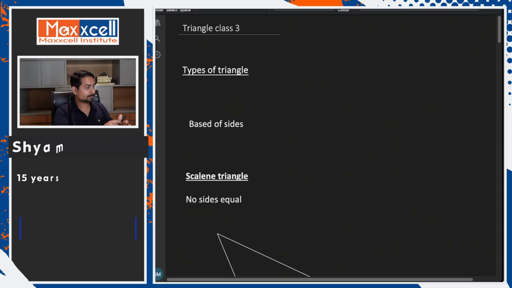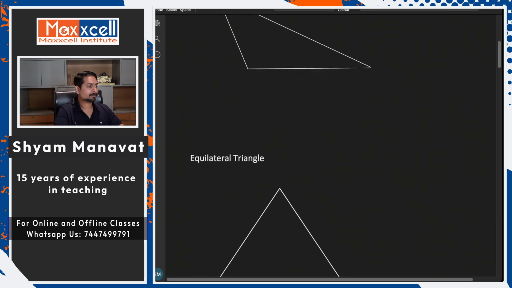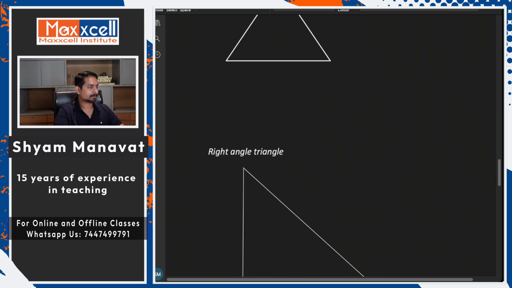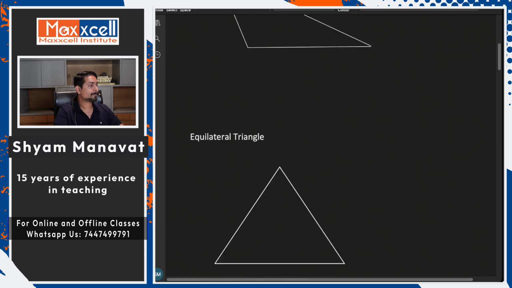We are in class number 3, and in this lecture we will understand types of triangles. Now, see on the screen. I divide types of triangles based on sides and based on angles. This is how I divide types of triangles.